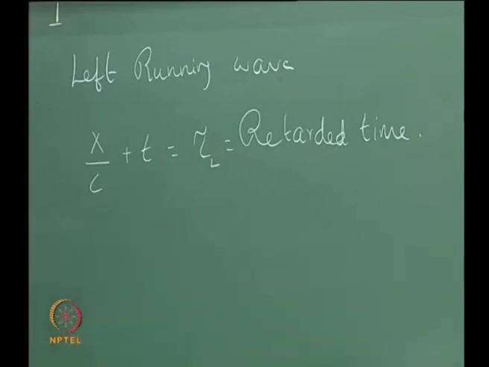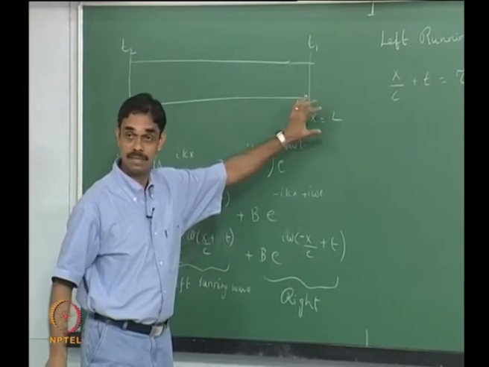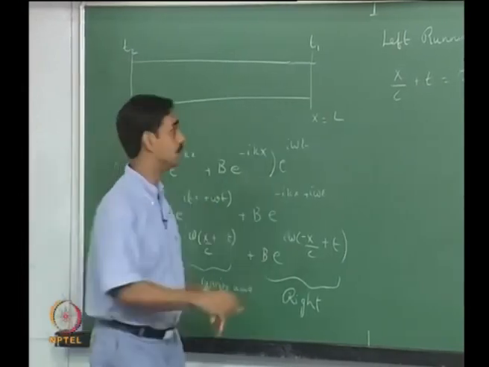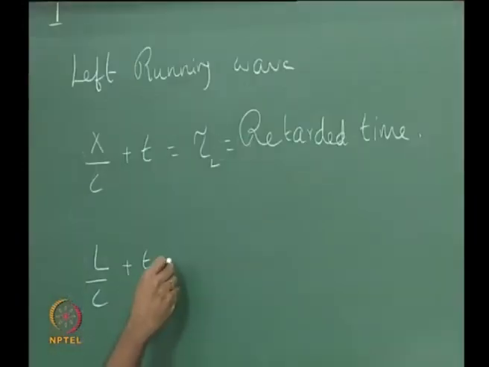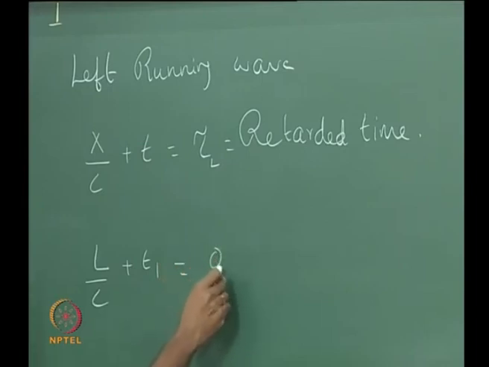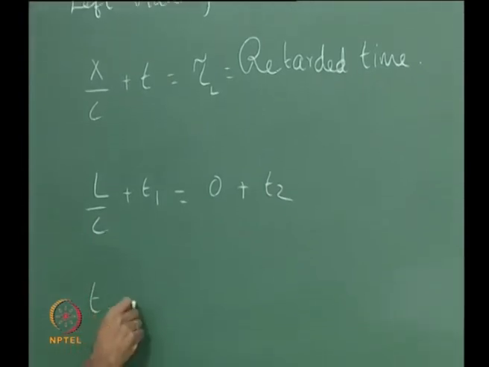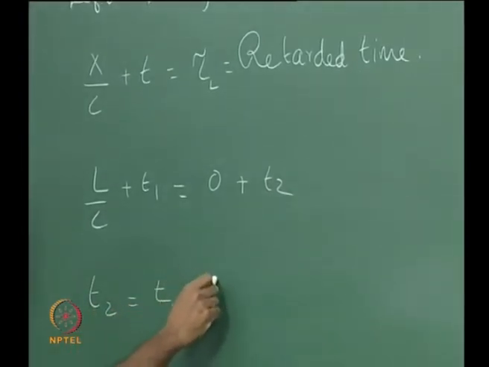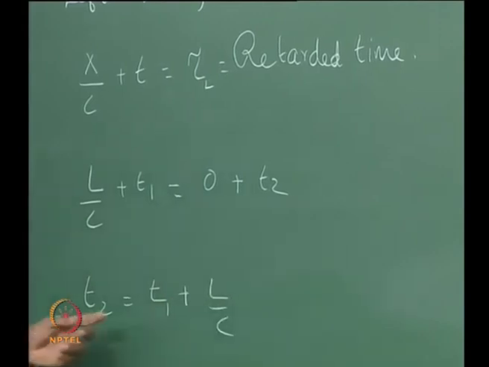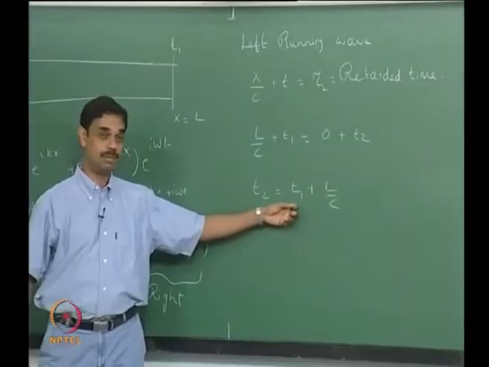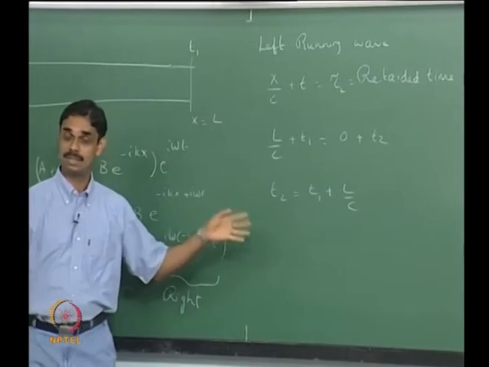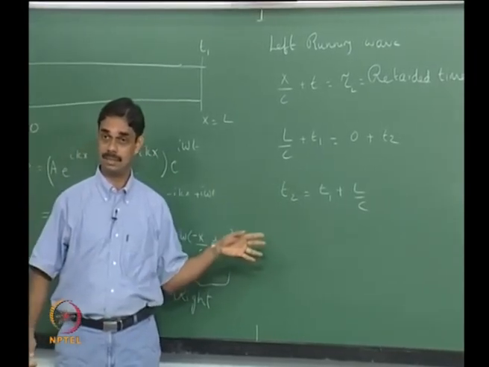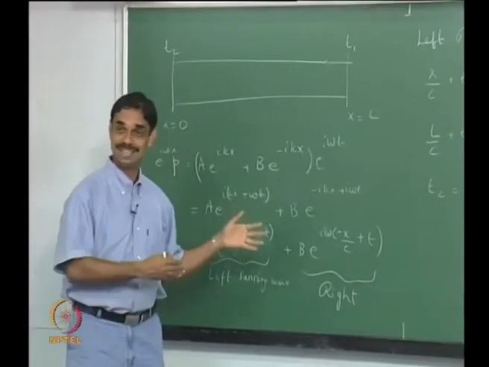So, let us say you were at time t1 when the wave started from here and reached here at time t2. So, at x equal to L, L over c plus t1 equal to 0 plus t2. That means t2 equal to t1 plus L over c. So, this is consistent. The wave was first at t1, and then after some extra time L over c reached t2. This is consistent with our understanding. So, although we have 0 less than L, that is working out.